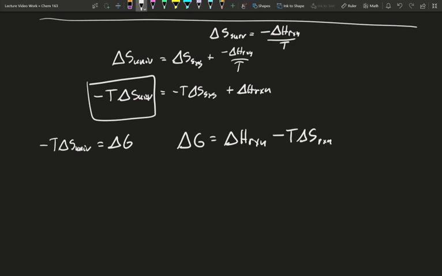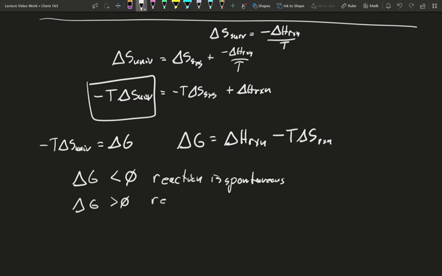Well, since delta G is equal to the negative delta S of the universe times temp, and we want the delta S of the universe to be positive, that means delta G would need to be negative, so negative times a negative to get a positive. If delta G is less than 0, the reaction is spontaneous. If your delta G is greater than 0, the reaction is non-spontaneous. And in the case that delta G is equal to 0, you're at equilibrium.